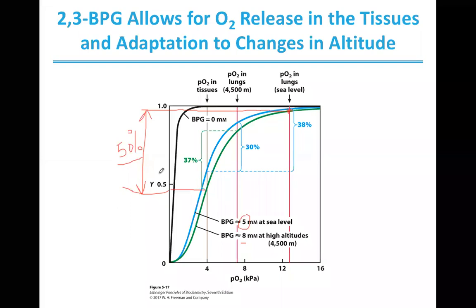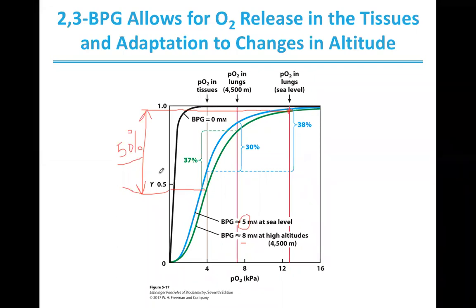Would it be because even though you can only use 38%, it's not worth making more BPG if you can't use all 50% of the oxygen?